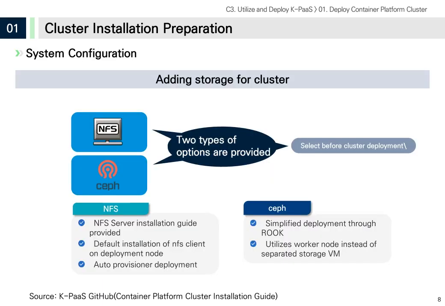Starting with version 1.4 of the Container Platform, storage is deployed with cluster deployments, providing 2 options: NFS and Rook Ceph. First, NFS deployments require an NFS server to be installed first. NFS clients are then pre-installed on the deployment nodes, and provisioners are automatically deployed. Second, Rook Ceph utilizes worker nodes rather than separate storage VMs for deployment, so each worker VM must be allocated additional volumes in addition to the root volume first.